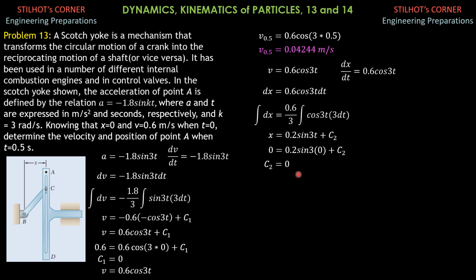So after knowing that c sub 2 is 0, x is 0.2 sine of 3t. Then we can now evaluate the position when time is 0.5. x sub 0.5 is equal to 0.2 times sine of 3 times 0.5, which is 0.2 times sine of 1.5. So using your calculator, x sub 0.5 equals 0.1995 meter.